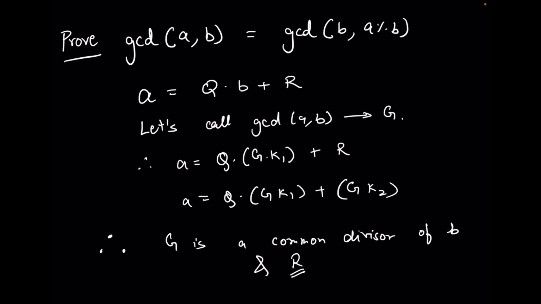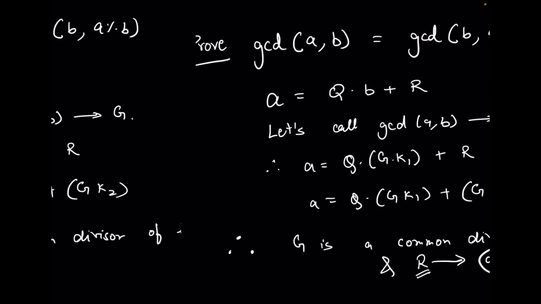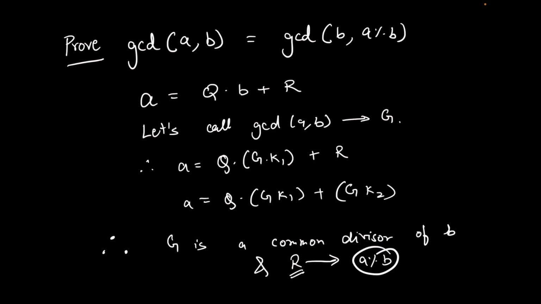So this is great, but we actually wanted to show that G is the greatest common divisor of B and R, because R here is nothing but A modulo B. And we want to show the first statement shown on this page, that GCD of A comma B is equal to GCD of B comma A mod B.